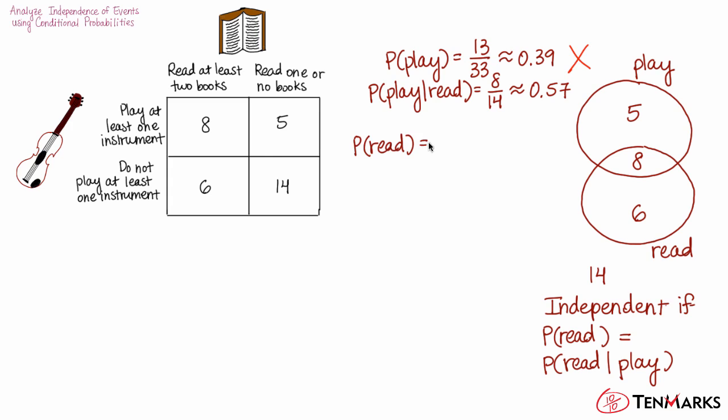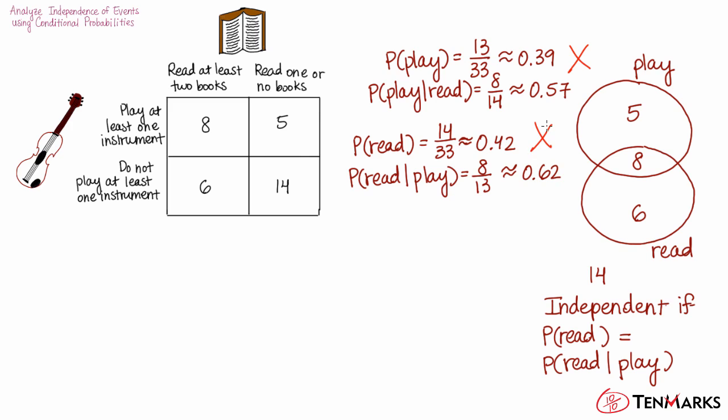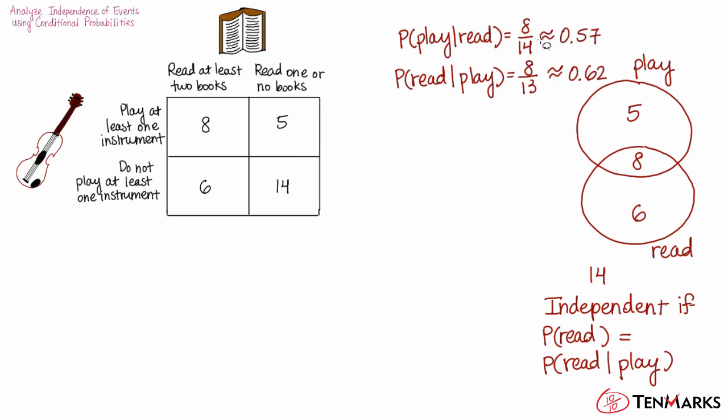Probability of read is 14 divided by 33, which is 0.42, and the probability of read given play is 8 divided by 13, which is 0.62. So these events are definitely not independent. You just calculated the conditional probabilities, probability of play given read and probability of read given play. You can also do this using the two-way frequency table.